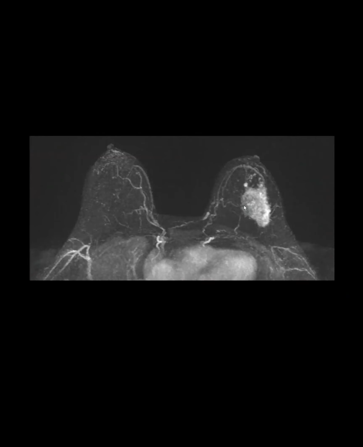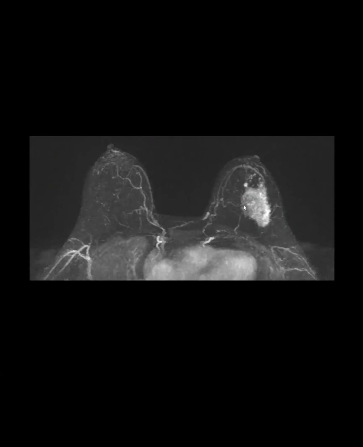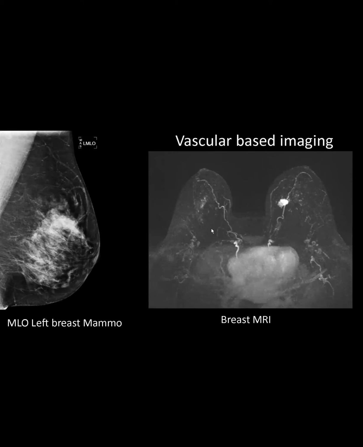This is a compilation image of all the slices. These are separate slices in the breast, and this is a compilation of all the slices put together so that we can see in one image the entire breast. This is without cancer. This has a fair-sized cancer in this breast. So, vascular-based imaging.